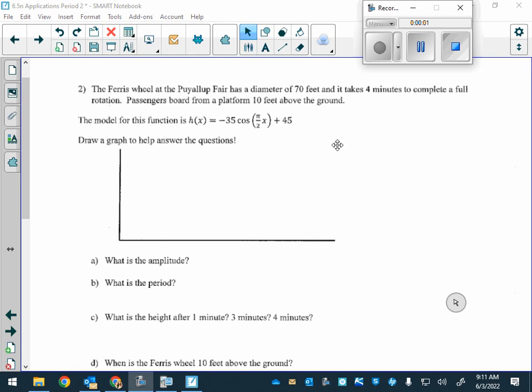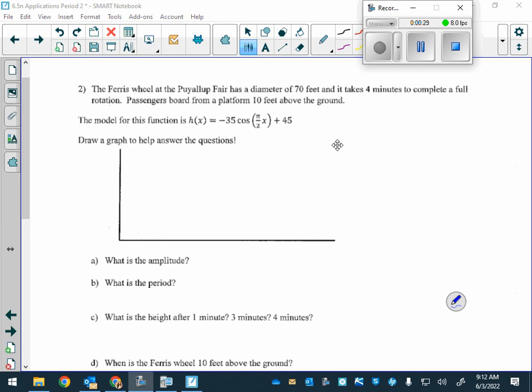About, yet again, another Ferris wheel. I want you to ignore that equation, okay? The equation's great to have, yes, and probably easier, but that means nothing if you don't understand how to find it, okay? So we have another Ferris wheel. It has a diameter of 70 feet, and it takes 4 minutes to complete one rotation.